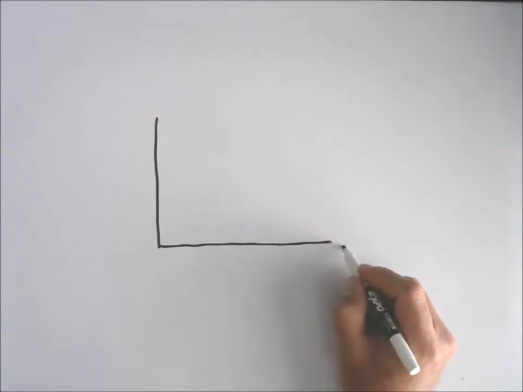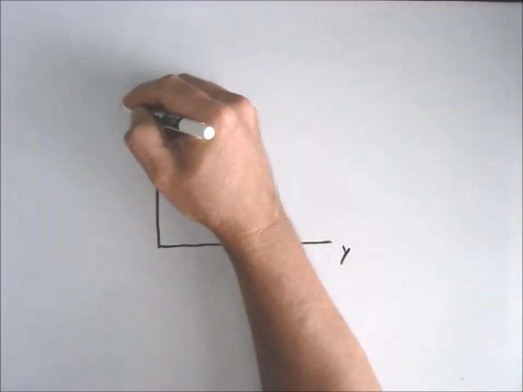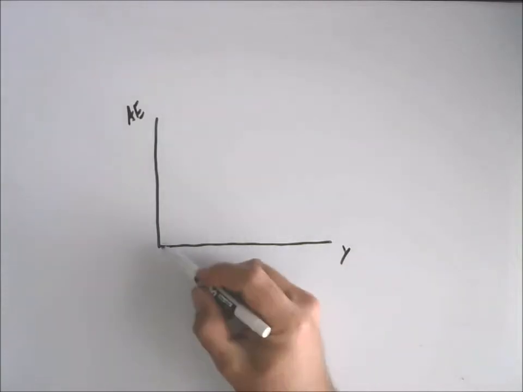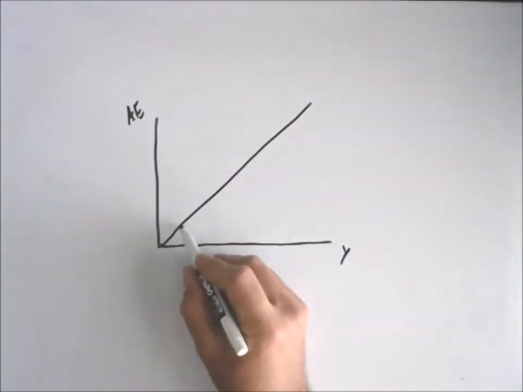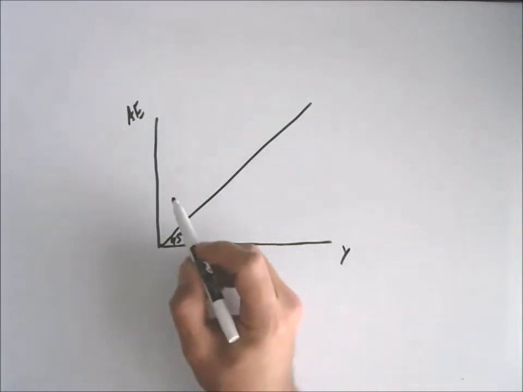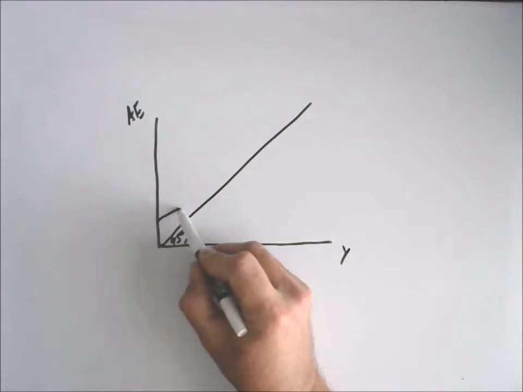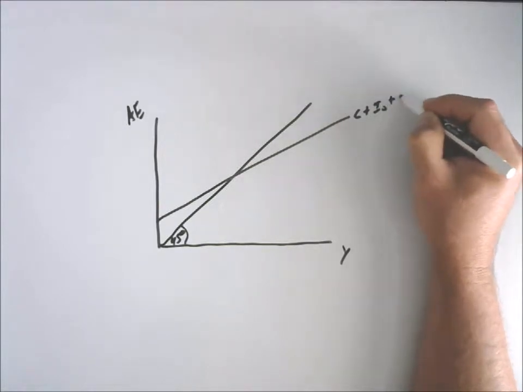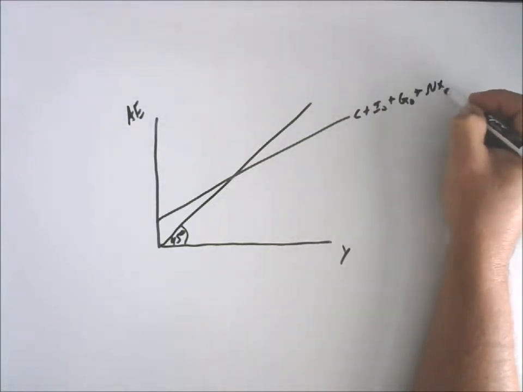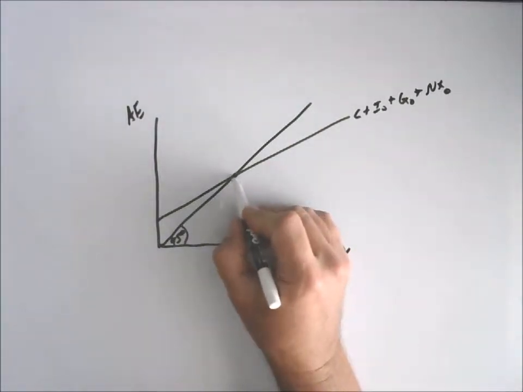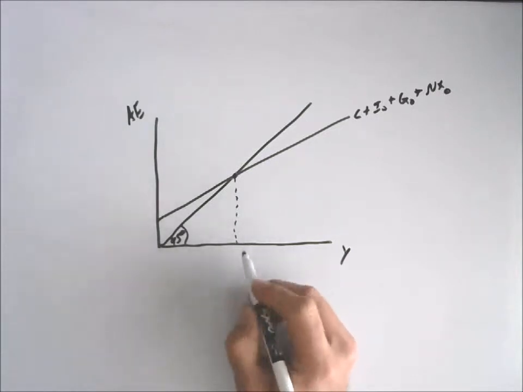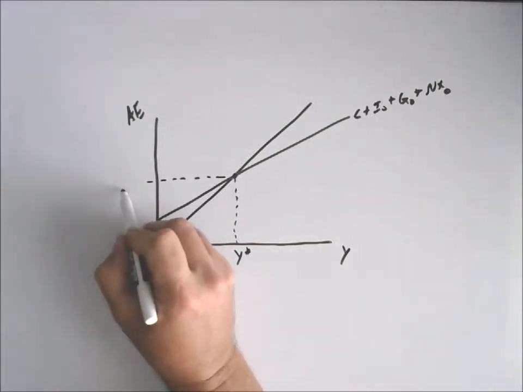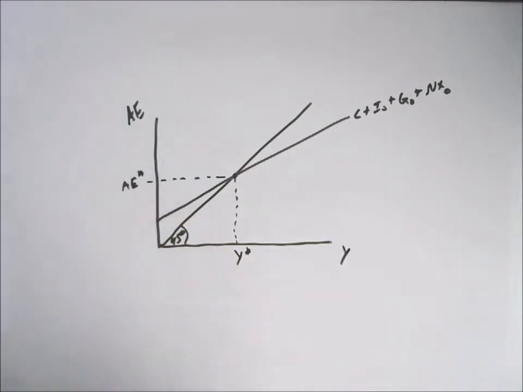So, we've got real GDP on the horizontal axis. We've got aggregate expenditures on the vertical axis. We have our 45-degree line, okay? And we have our aggregate planned expenditures. Okay, so this is C plus I0 plus G0 plus NX0. And right now the economy is operating at equilibrium for this model at some amount of real GDP, given some level of aggregate expenditures.